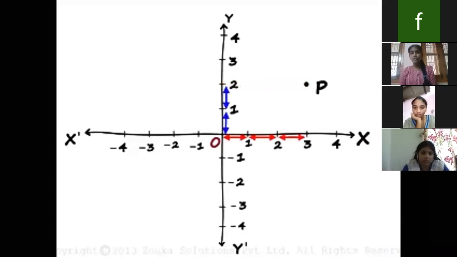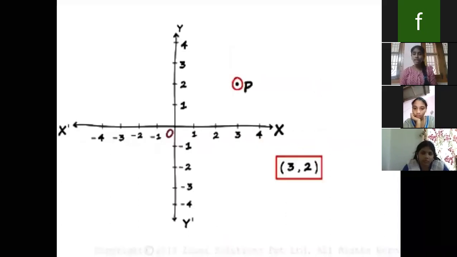So let's join the 3 and 2. First we need to write the x value and next we need to write the y value. But in maths we don't see these as identities. These are called coordinate points, and these are also known as ordered pairs.